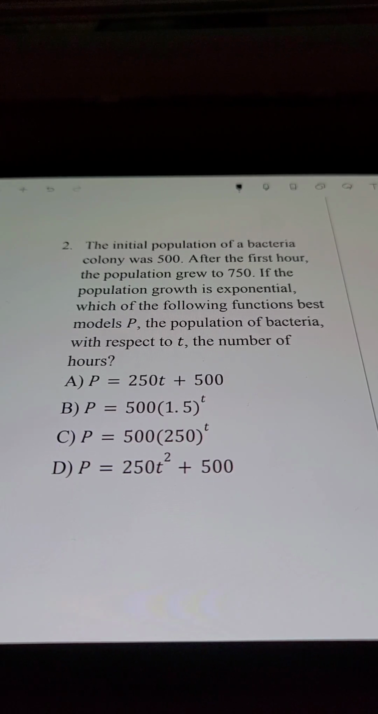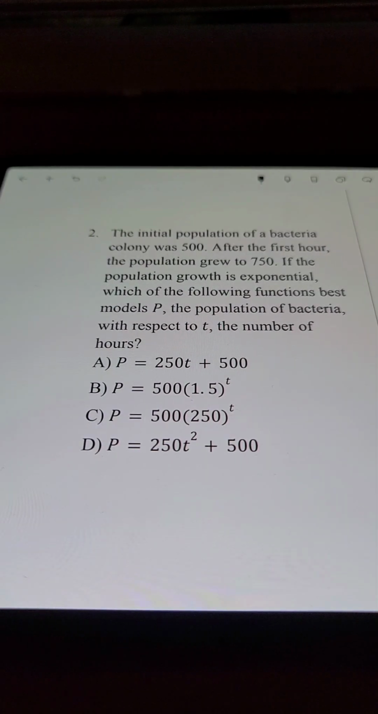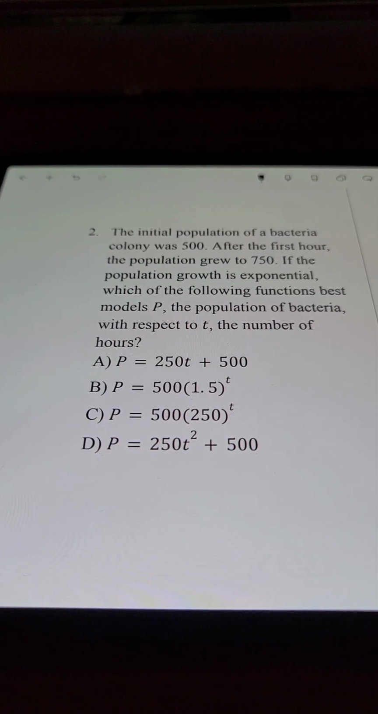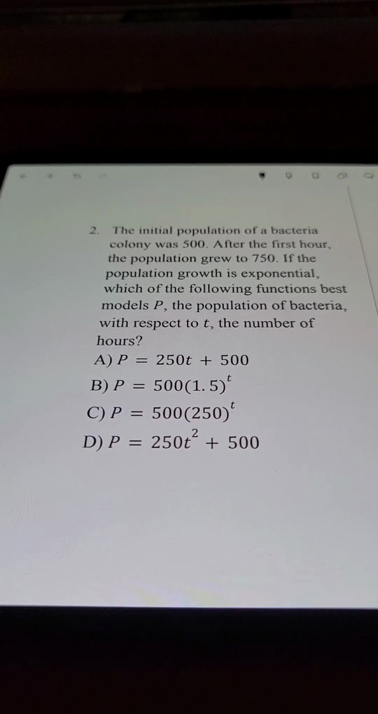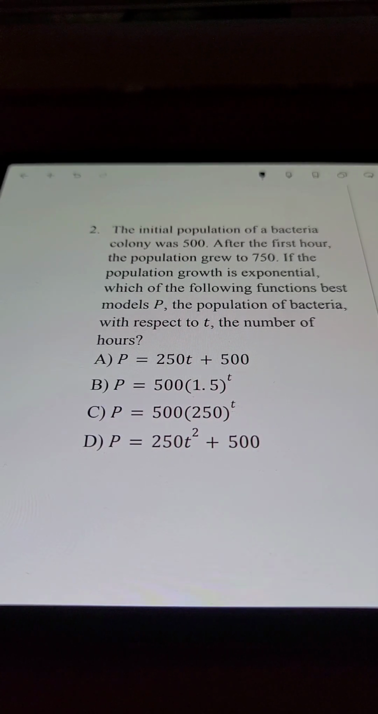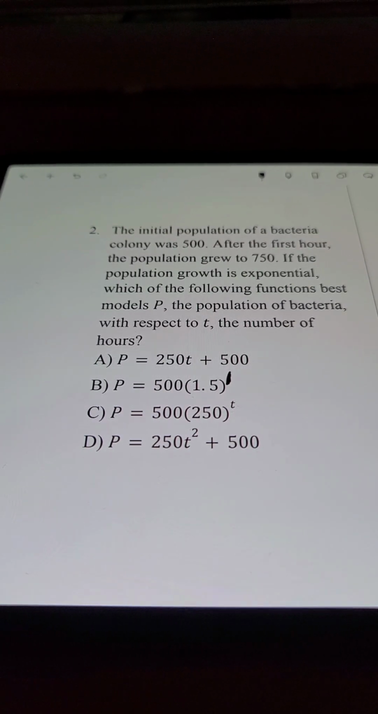So first I'm going to ask myself, which of these are exponential? So based off of that, I'm looking at B and C now. So I have to determine, okay, when I plug in 1 for T, in answer choice B, do I get 750? Well, that would just be 500 times 1.5, which does in fact give you 750. So the answer is B.